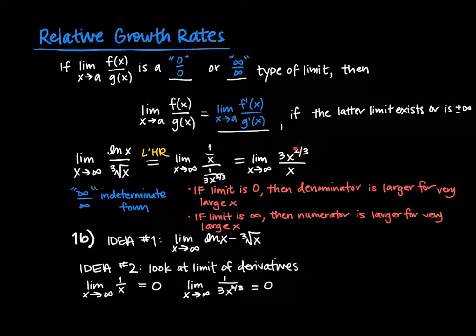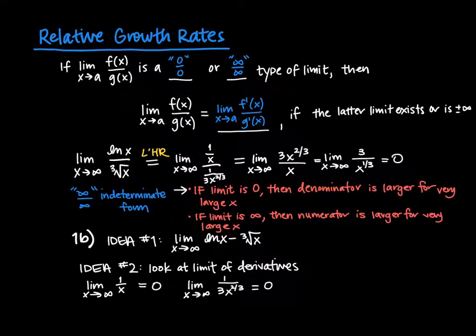And we can still simplify this, right? In total, this is an exponent of negative 1/3 on x. And so this should be 3 over x to the 1/3. The limit of this is zero. And so we found that we are soundly in this result right here. The limit being zero means that the function in the denominator is going to be larger for very large x. So that means that the cube root of x is larger than natural log of x for very large x.